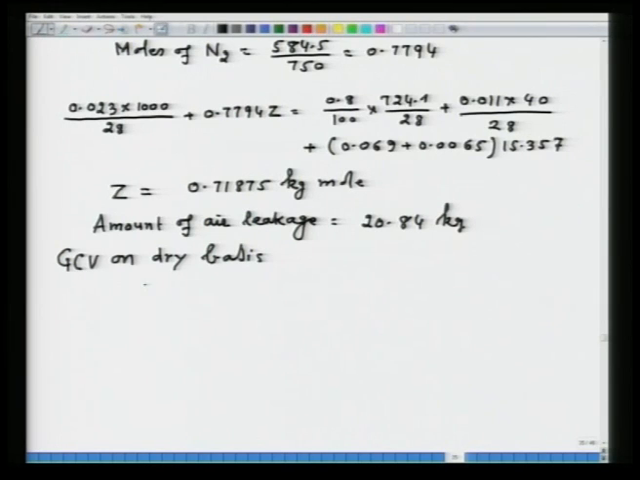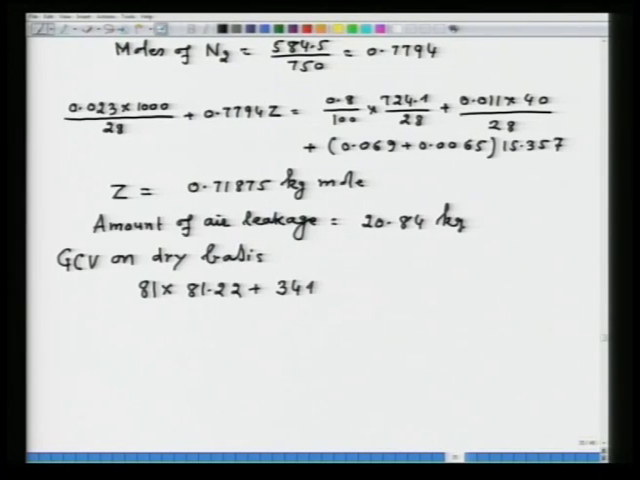So, GCV on dry basis, that will be 81 into 81.22. Now, 81.22 is the composition of coal on dry basis. Its composition on wet basis was 76.3%. So, we multiply by 100, divide by 100 minus percent moisture, plus 341 into 4.91 minus 2.67 upon 8, plus 22 into 2.03.